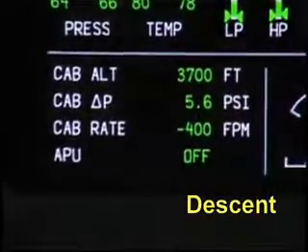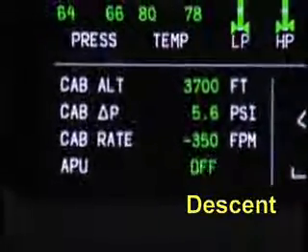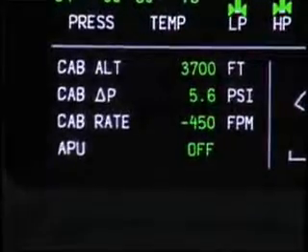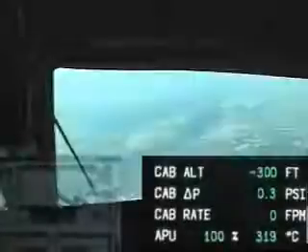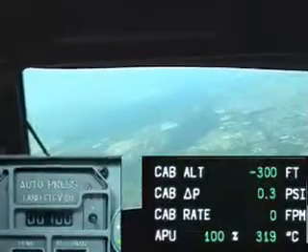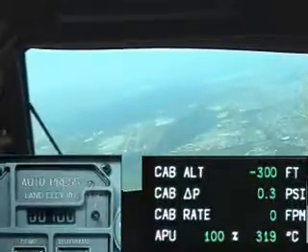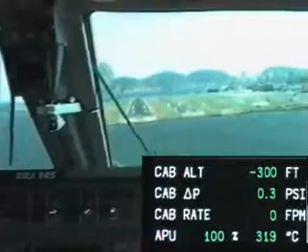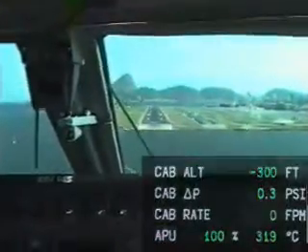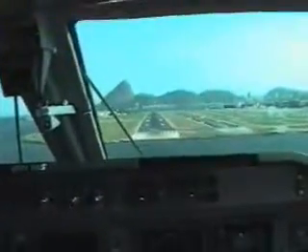During descent, the automatic controller will change cabin rate according to airplane vertical speed, operating altitude, and selected landing altitude. Observe the point where cabin altitude stops descending. Finally, observe the automatic depressurization on the ground after landing.